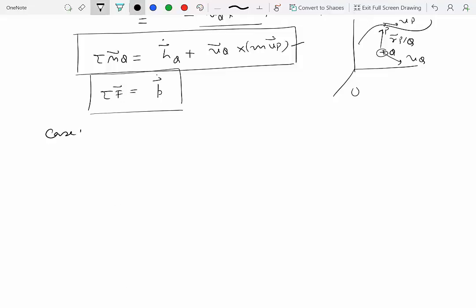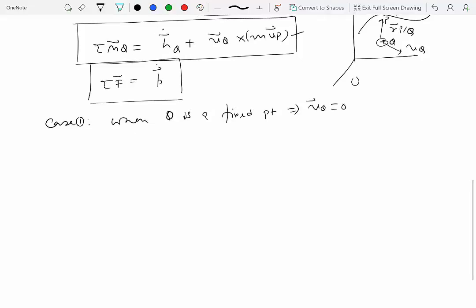Case 1 is when q is a fixed point. When q is a fixed point, that means the velocity of q is 0, right? When the velocity of q is 0, then this relationship simplifies to sigma mq equal to h dot q, and that is very similar to this relationship over here. It's very easy to remember. The sum of the forces is equal to the rate of change of linear momentum, and you can also say that the sum of the moments about point q is equal to the rate of change of angular momentum about the same point. But this is true only when q is a fixed point.